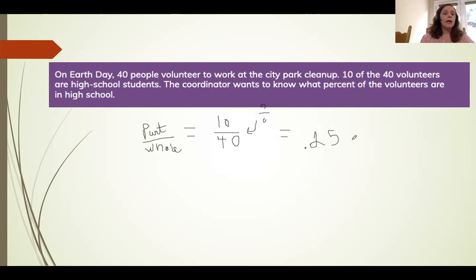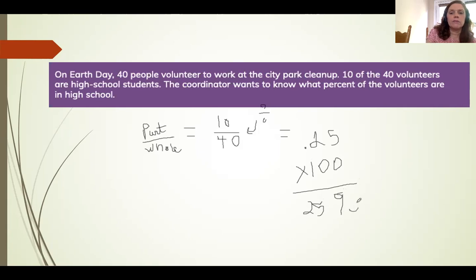So 0.25. Again, now I want to go from my decimal to my percent. So how am I going to write it as a percent? Well, again, this is what we do in school every day. To get from my decimal to a percent, all I'm doing is multiplying by 100. So when I multiply by 100, I get 25%. Okay? Any questions, you're going to have to text me or ask me.